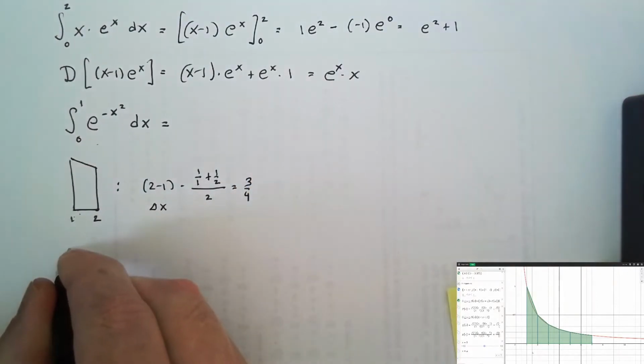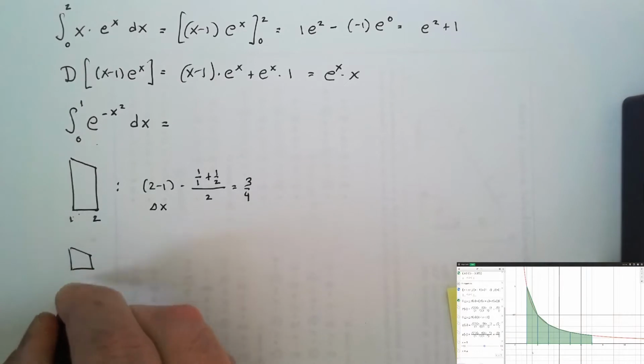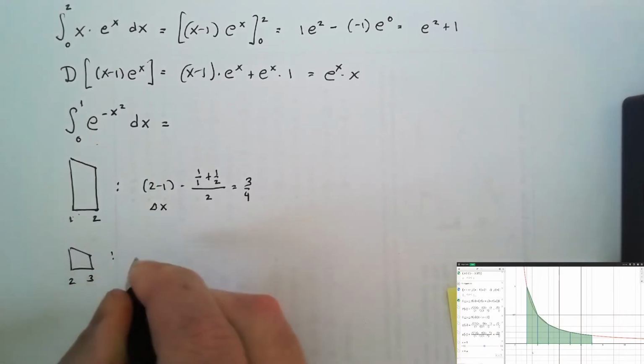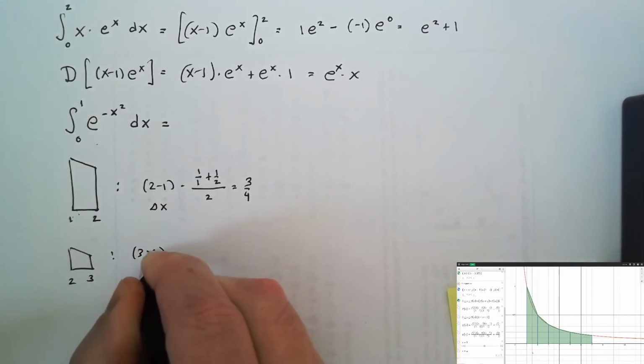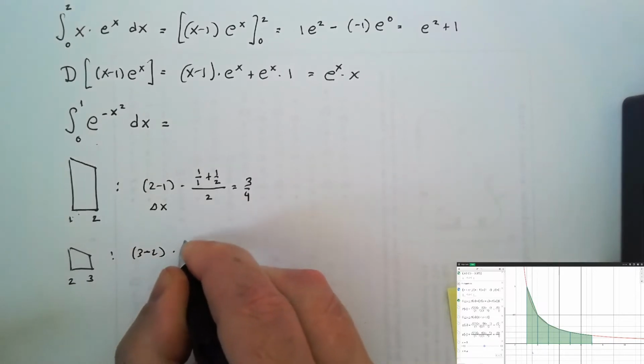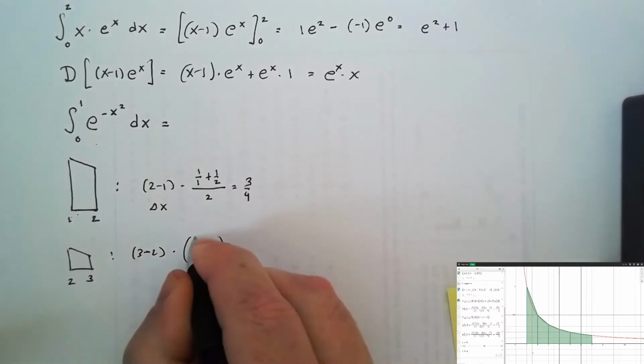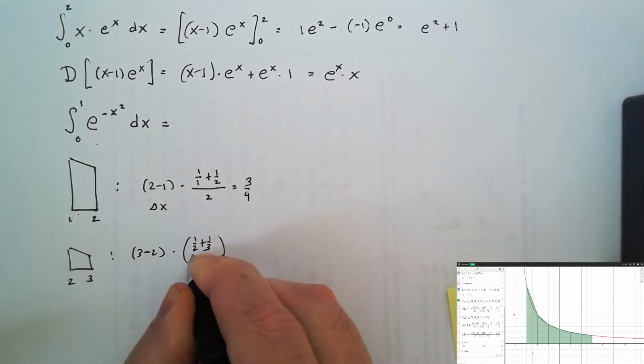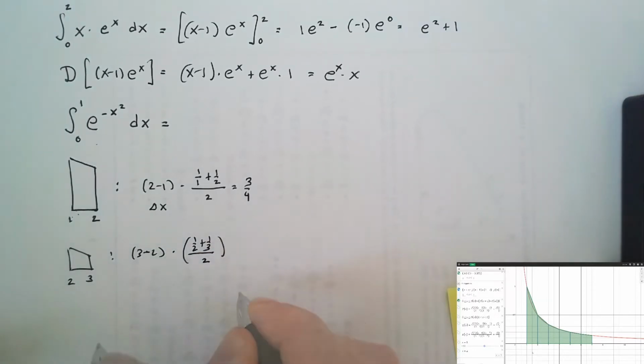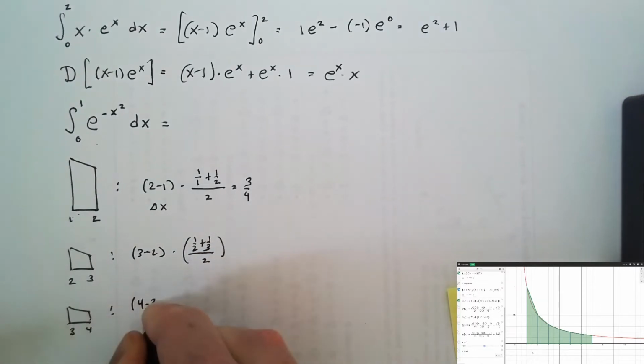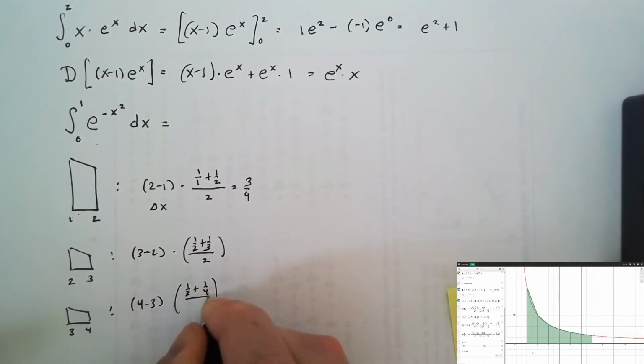Our next trapezoid will be similar. Going from 2 to 3, we'll have 3 minus 2, our delta x here is also 1, times 1 over 2 plus 1 over 3, divided by 2. Our next trapezoid, 4 minus 3, 1/3 plus 1/4, all over 2. We see a pattern here.